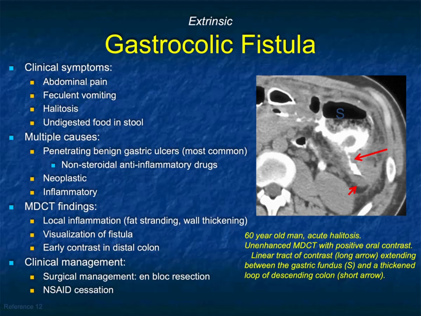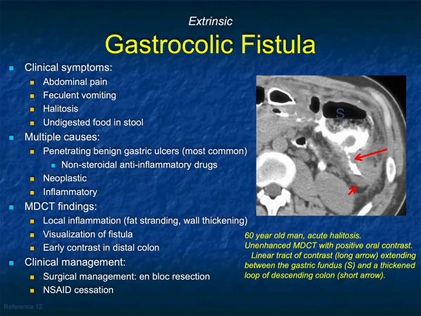Clinical symptoms: abdominal pain, feculent vomiting, halitosis, undigested food in the stool. Again, causes. Penetrating benign gastric ulcers are most common. Neoplastic, I mentioned, gastric tumors or colon tumors, and of course inflammatory processes ranging from toxic chemicals to Crohn's disease. CT findings, local inflammation.